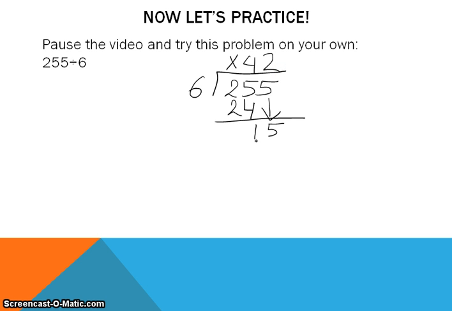2 times 6 is 12. 5 minus 2 gives us 3. 1 minus 1 gives us 0. So we ran out of numbers here. We don't have anything left to bring down. So this is our remainder, and that's our answer. So our answer will be 42, remainder 3.